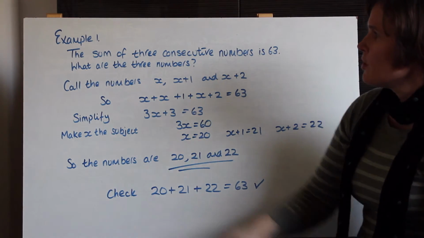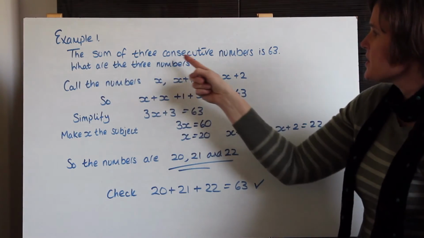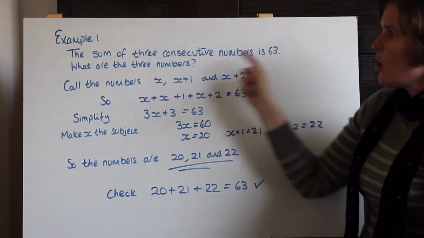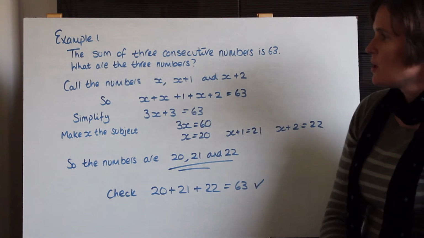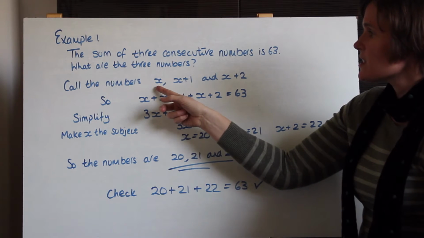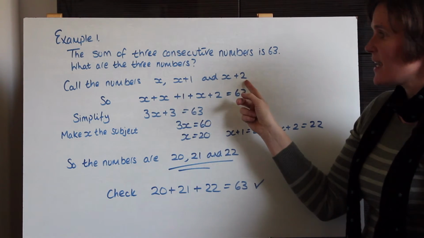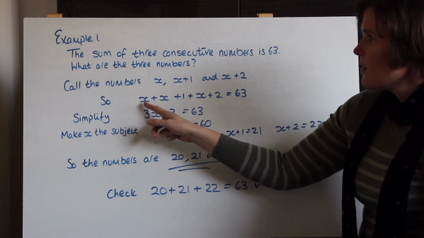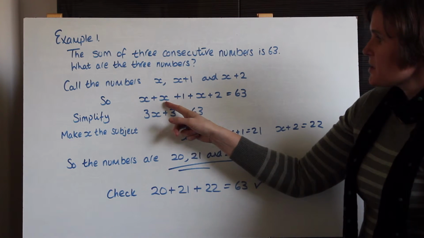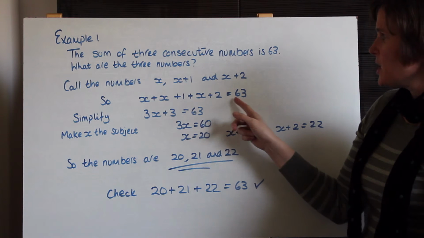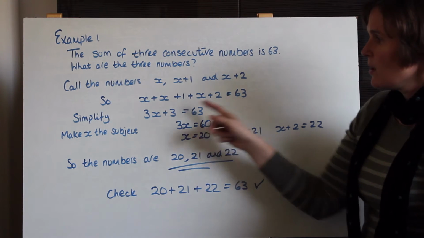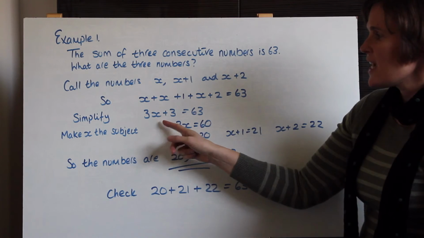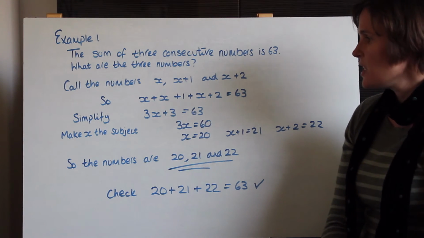In this example, we've got the sum of 3 consecutive numbers is 63. What are the 3 numbers? So I'm going to call the numbers x, x plus 1 and x plus 2. So we know then that x plus x plus 1 plus x plus 2 equals 63. We can simplify to 3x plus 3 equals 63.